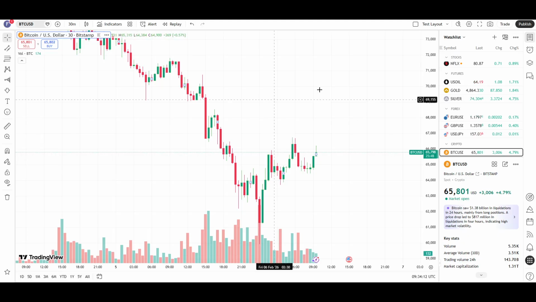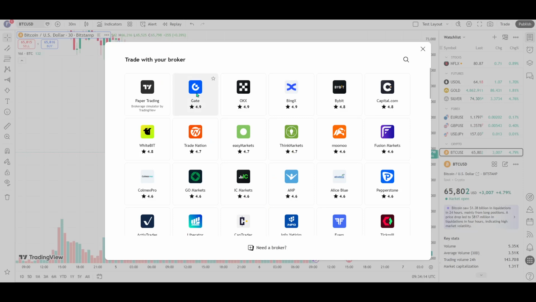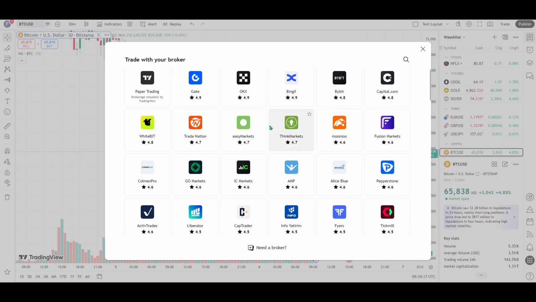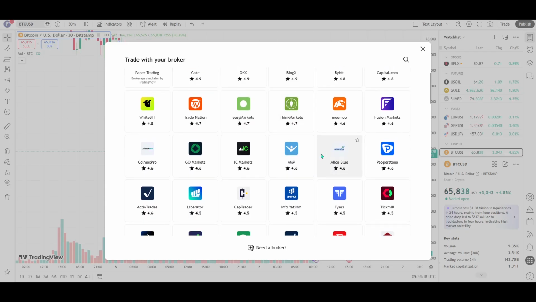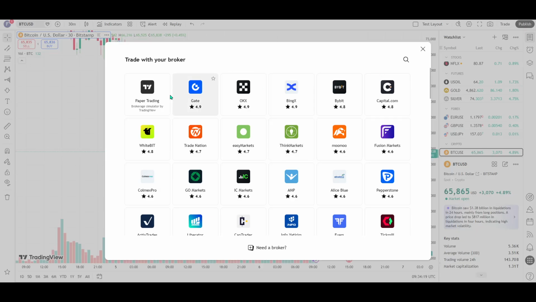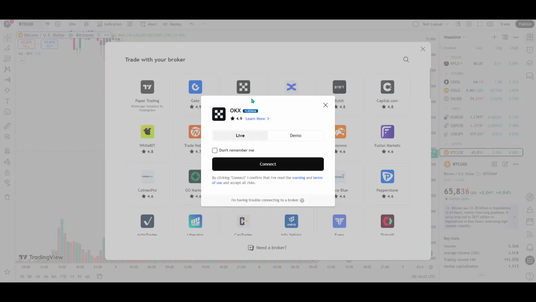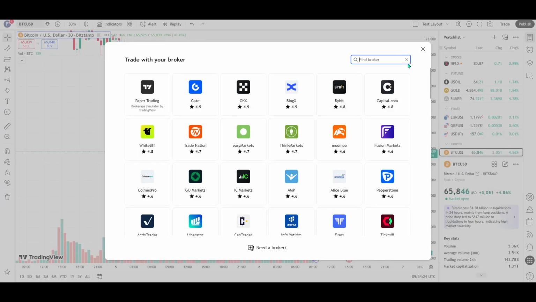Start by looking to the top right of your chart and clicking Trade. You'll see a list of available brokers. Select the broker you want to use. If you're just practicing, choose the paper trading option to simulate orders without risking real funds. If you connect a live broker, follow the prompts in TradingView to authorize the connection and keep your credentials private at all times. After you've selected a broker, look to the bottom of the screen.